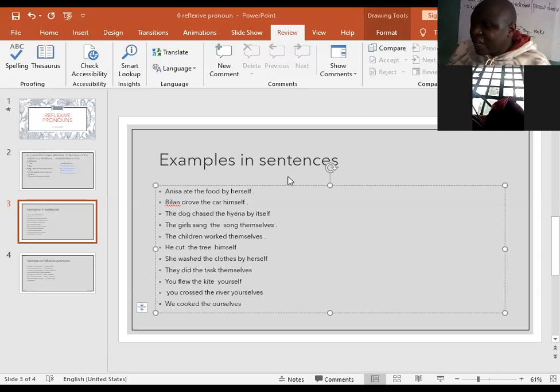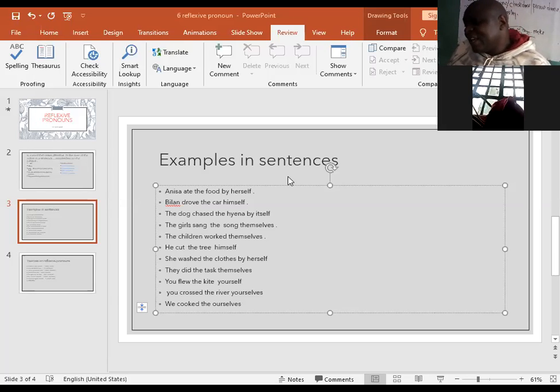He cut the tree himself. Probably it's a very big tree and you are using an axe. Yes, you can cut it, but it takes long. So probably this was a very big tree and the person cutting it was male in this case. So we say he cut the tree himself. Note the word cut. It is an irregular verb which does not change into any form, whether in past tense or in present tense. Only when it is in present continuous tense, you double the T before adding ing.